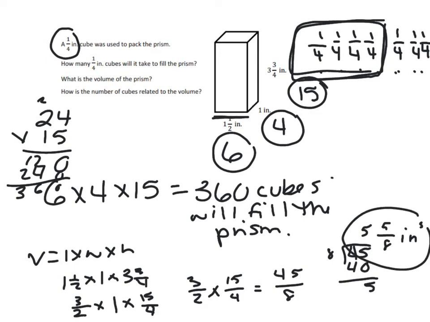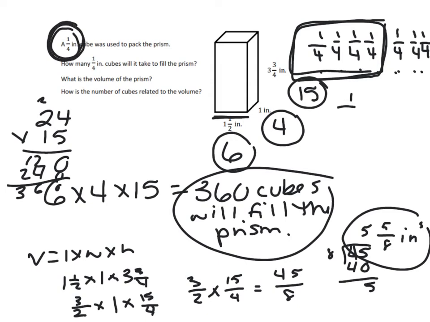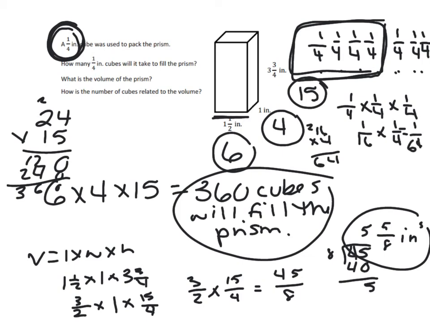How do these two numbers relate? The 360 cubes and the 5 5/8 inches. Remember, each cube is 1/4 by 1/4 by 1/4. Let's figure out what the volume of each cube is. 1/4 times 1/4 is 1/16, and 1/16 times 1/4, 16 times 4 is 64. So each cube is 1/64 cubic inches.